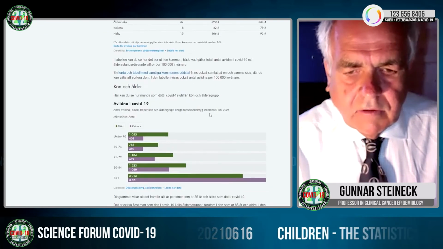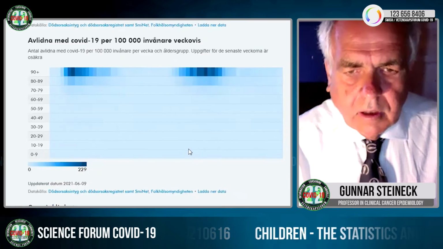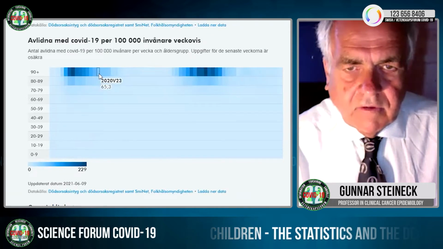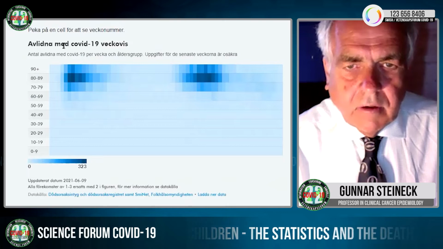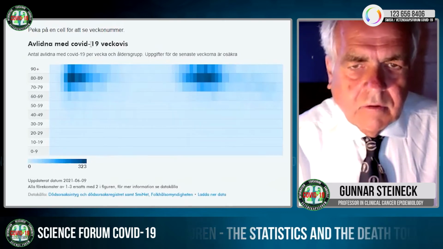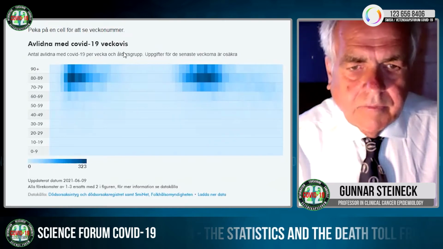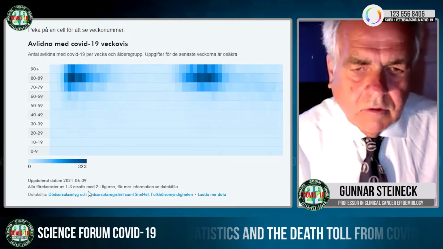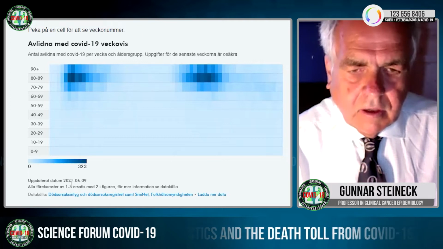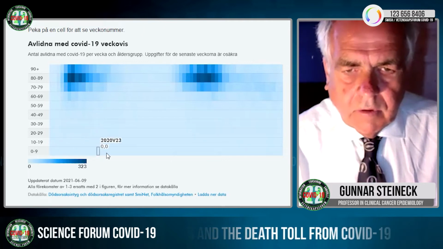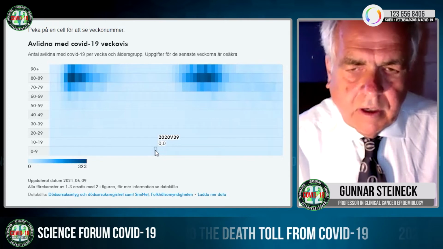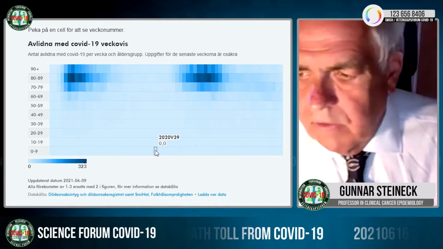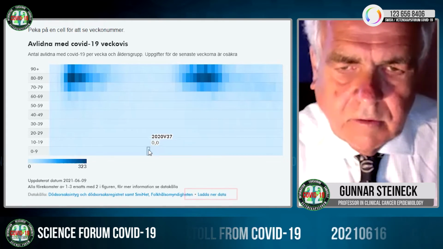And then you can get one number by looking here. It says avlidna with COVID-19 for every week. And here they have a 2 if it is 1 or 2 or 3. You can read that below here. And if you follow this, you will find today 19 2s. Today is 16th of June when I do this.